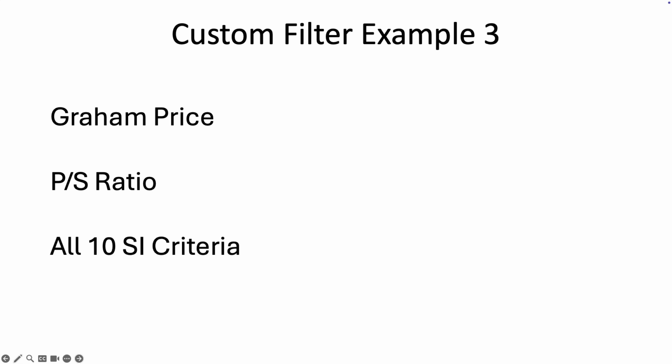And then the last example is I want to look at the Graham price, the price to sales ratio, and I want to see all of the 10 SI criteria. I'm going to show you how easy it is to do that quickly without having to add every SI criteria one by one. We've made it a lot easier to do that. So we're going to go through example 1, example 2, and example 3 right now in the application.